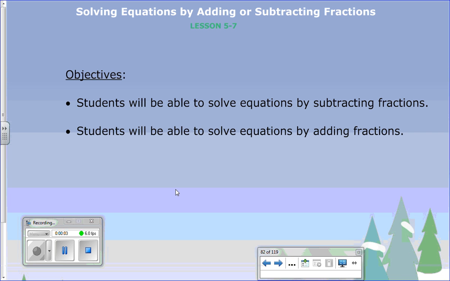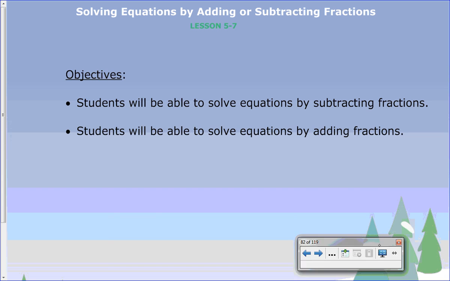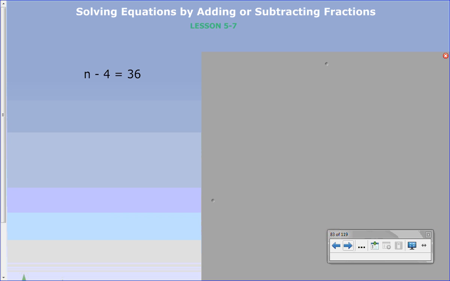Hello, and welcome to Lesson 5-7 on solving equations by adding or subtracting fractions. In tonight's lesson, we have two objectives. One, you will be able to solve equations by subtracting fractions, and second, you will be able to solve equations by adding fractions. So let's go ahead and get started.